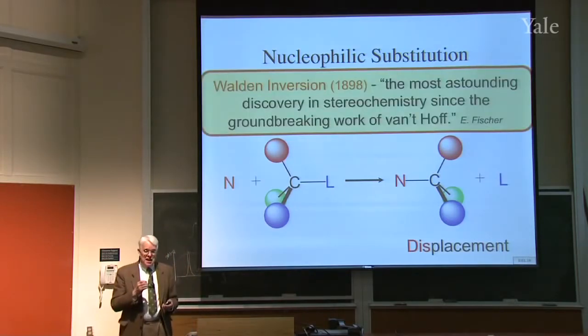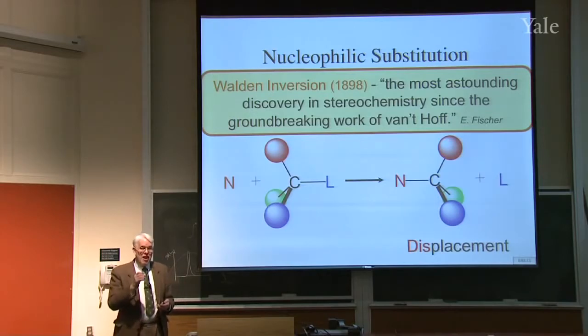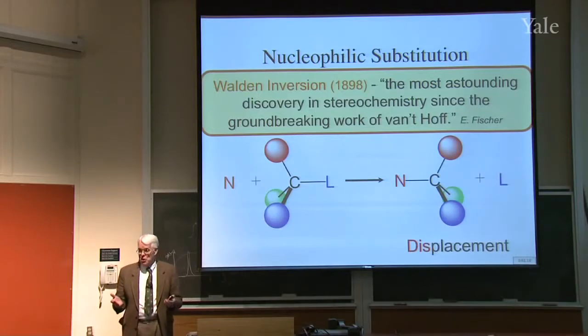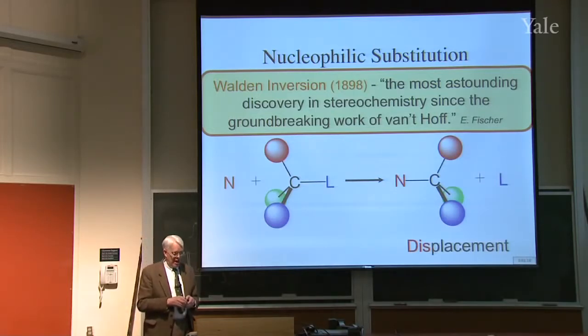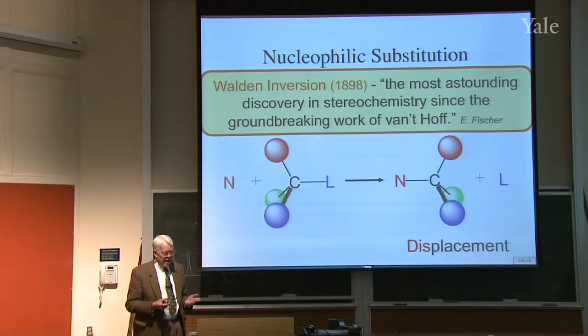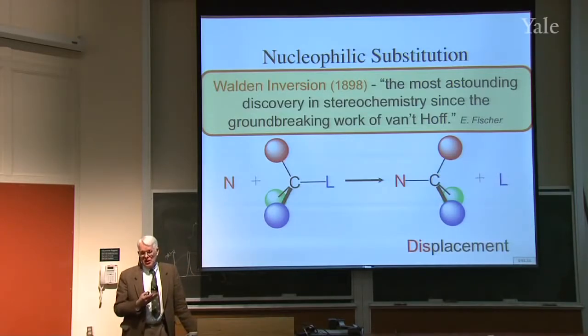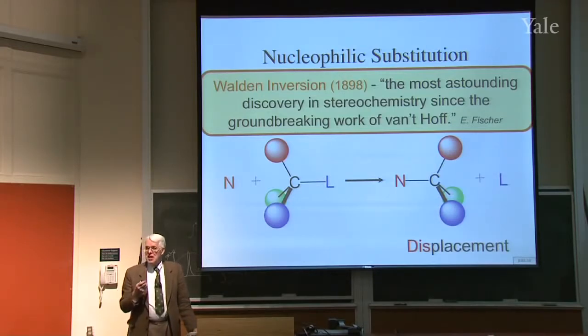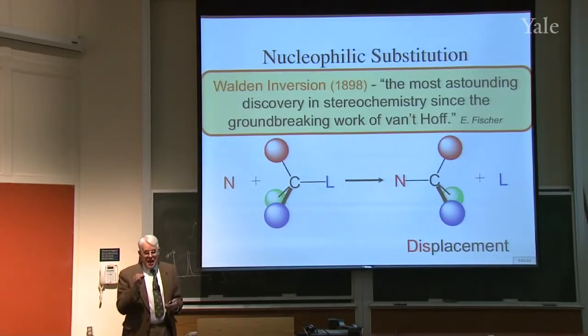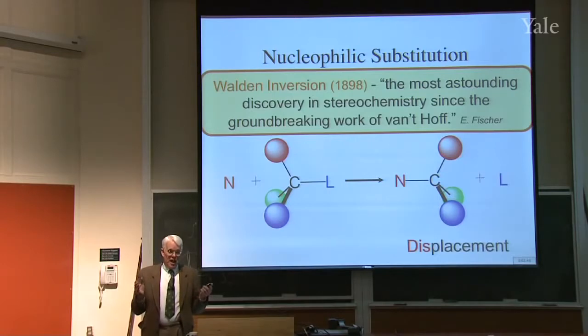So when it was found in 1898 that there was an example where it inverted the configuration, Emil Fischer, the guy who invented the Fischer projection after all, who was a big expert on stereochemistry at the turn of the century, said this was the most astounding discovery in stereochemistry since the groundbreaking work of Van't Hoff, which was a quarter century earlier, right? So it was really astounding to these people that it could invert the stereochemistry, and they thought this weird case that showed that was just that, a weird case, but the normal case must be replacement, right? So the goal then was to find out which one was normal.